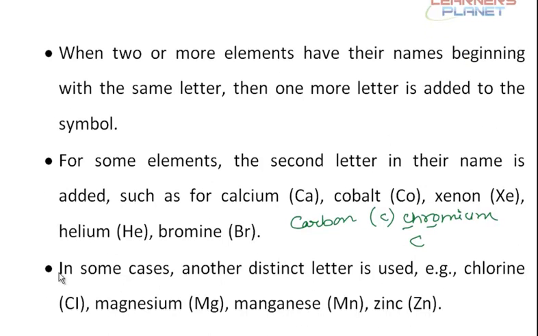Now, in some cases another distinct letter is used, that is chlorine. For chlorine, it is not represented by CH. It is represented by Cl. See your chromium. Chromium is represented by Cr, not CH. Chlorine is represented by Cl. Likewise, magnesium is represented by Mg, not Ma. Manganese is represented by Mn, not Ma. Zinc is represented by Zn.